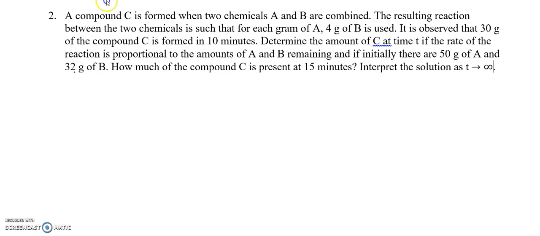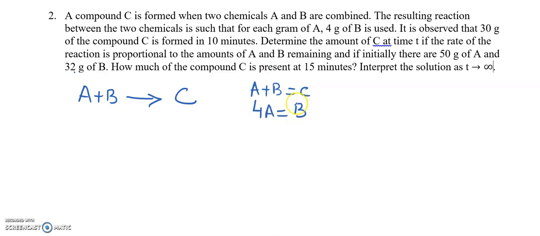So in this question, you have two compounds A and B, and these compounds are converted into C. Okay, so the amount of A plus amount of B should be equal to C. So A plus B is equal to C, and it is also said that for each gram of A, 4 gram of B is used. So which means that B is the one which is used 4 times more than A. So 4 times A will be equal to B.